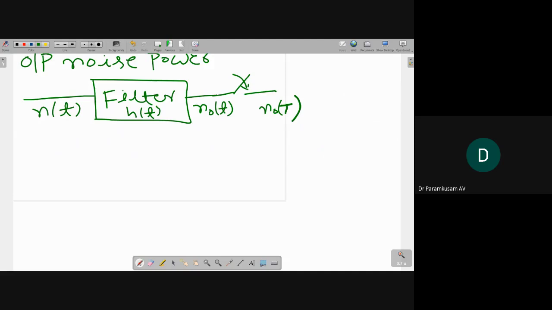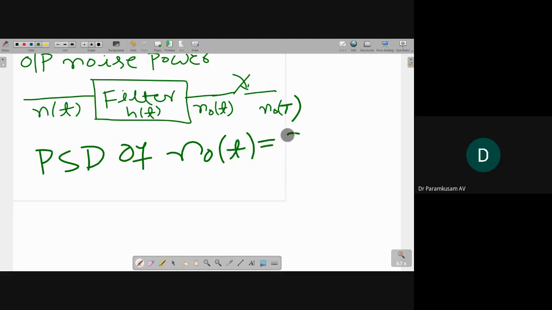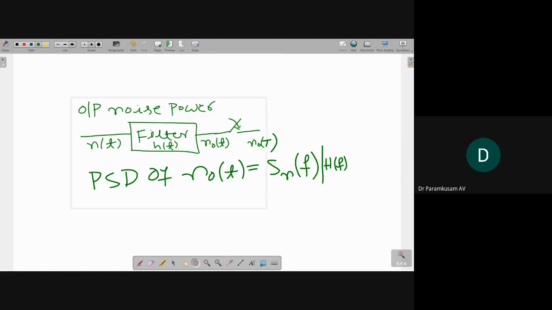Now we derive the output noise power. What is the power spectral density of n naught of t? The power spectral density of n naught of t is equal to the power spectral density of n of t into mod h of f whole square.